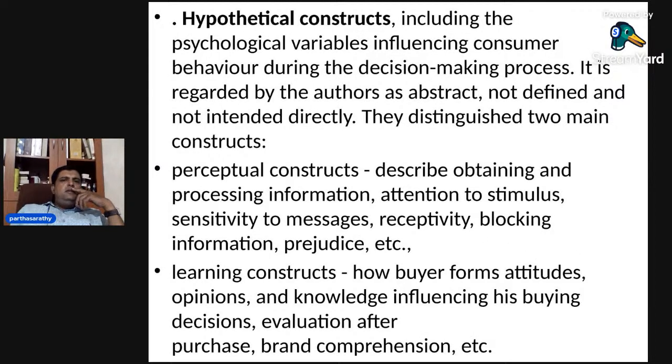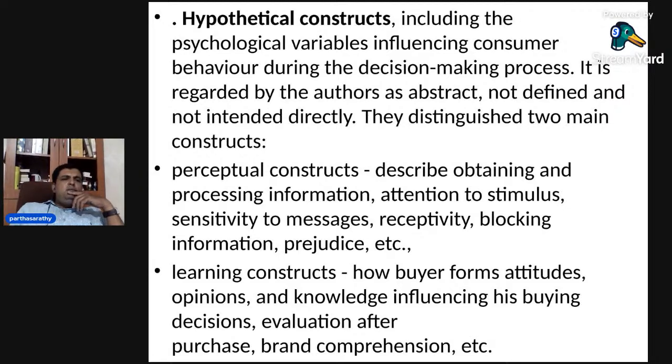So, hypothetical constructs include the psychological variables influencing customer behavior during the decision making process. It is regarded by the author as abstract, not defined, and not intended directly. They distinguish two main constructs: perceptual construct and learning construct.